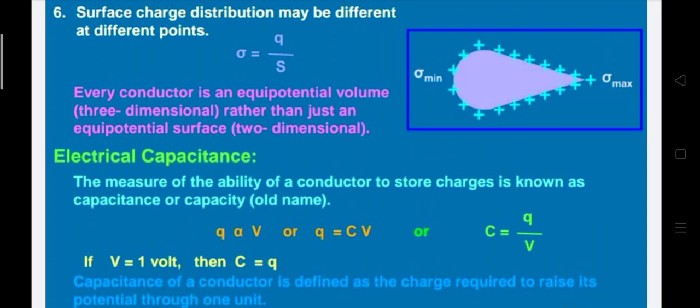Now when we talk about a conductor, it generally has 3 dimensions. So every conductor is an equipotential volume rather than just an equipotential surface.